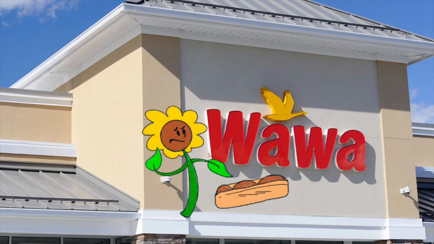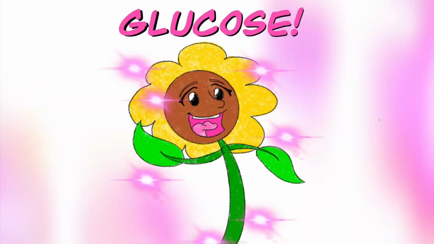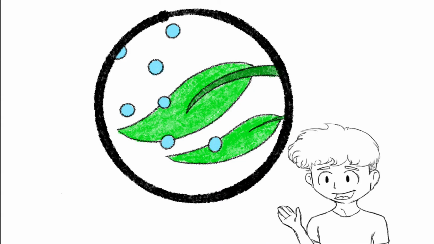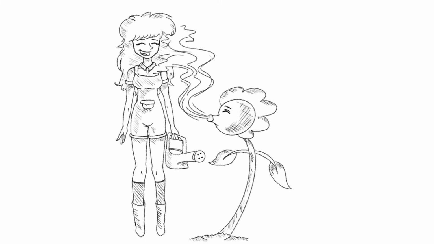Well, plants can't just walk to Wawa and get a meatball sub to eat. The glucose is their food, so it will end up in various spots of the plant to help it survive and grow. On the other hand, the oxygen will leave the plant and grant people with fresh air to breathe in. It's a win-win for both humans and plants.